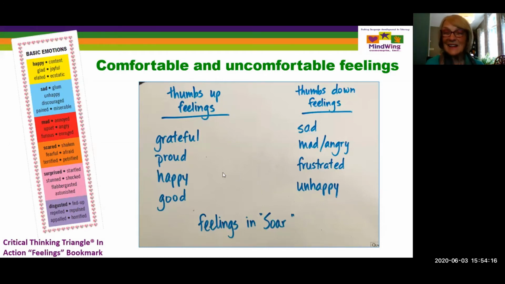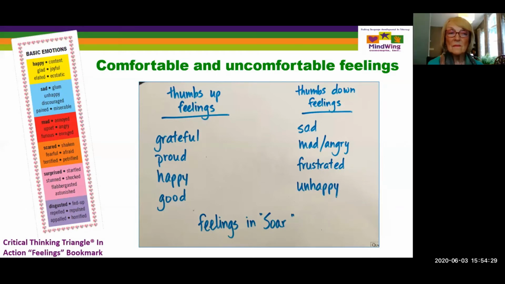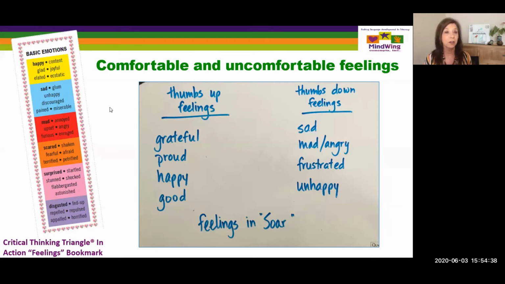Okay. This is a great slide. These were some feelings in Soar, and this was a group that we called thumbs up and thumbs down feelings. Often I call them comfortable and uncomfortable. And we've got this great little visual. I think, is this a bookmark, Sheila? Yes, it's a bookmark. It's because many of our students do not have this vocabulary, and we need to provide them with choices, and also to start those discussions of, well, what's the difference between shaken and petrified? Because all of these words are in literature and our students enjoy exploring them.